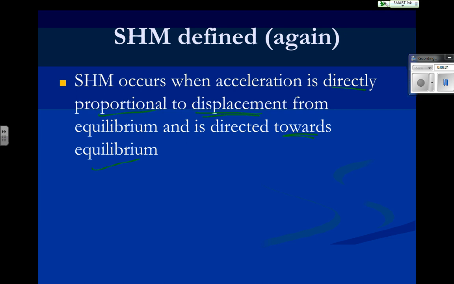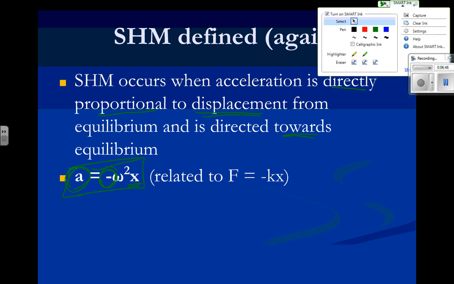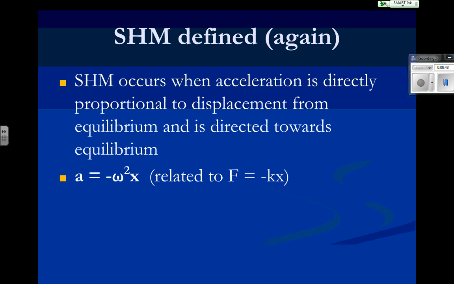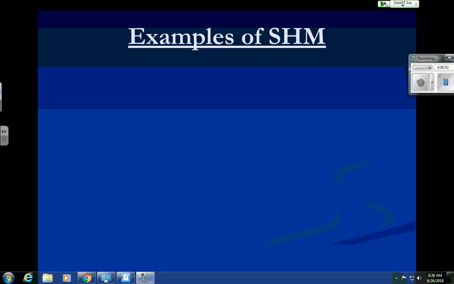And the equation that goes with that, the defining equation for simple harmonic motion, is right here. It's in your data booklet. a equals negative omega squared x. That's the acceleration of an object that's undergoing simple harmonic motion. And the reason this works is because you can see that the acceleration is directly proportional to displacement and in the opposite direction. That's what that negative sign means, okay? So this equation is basically what we use to define simple harmonic motion and the acceleration of an object that's undergoing it.